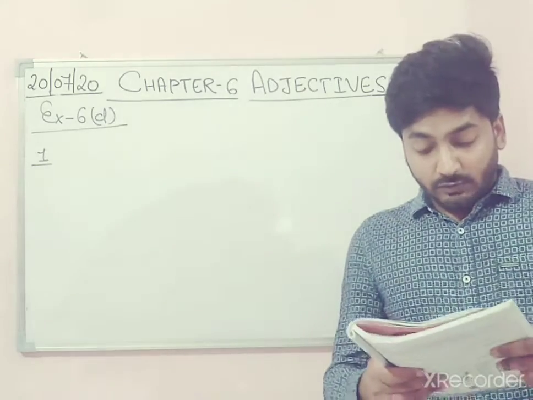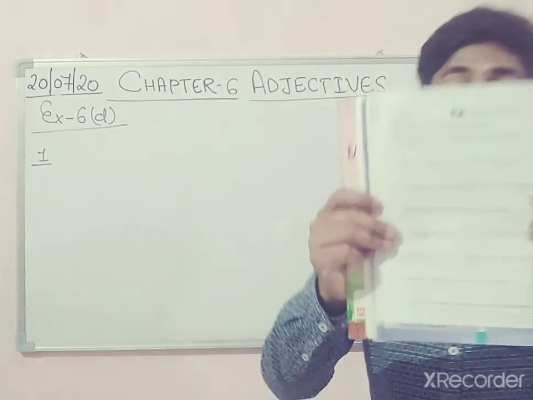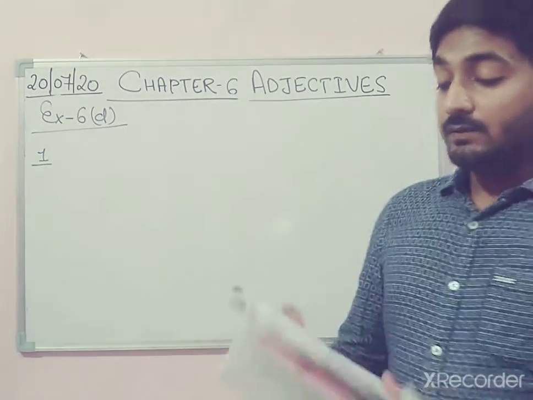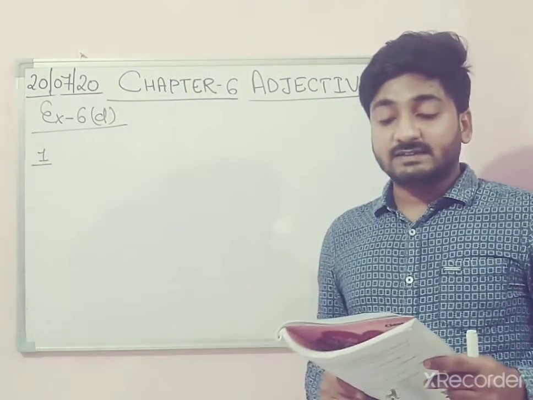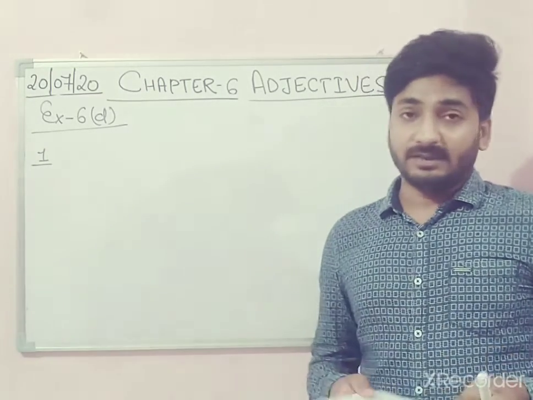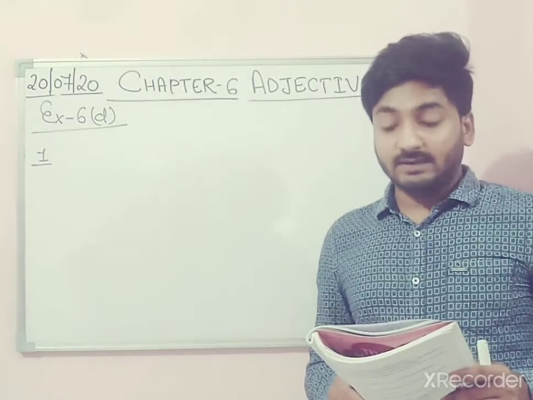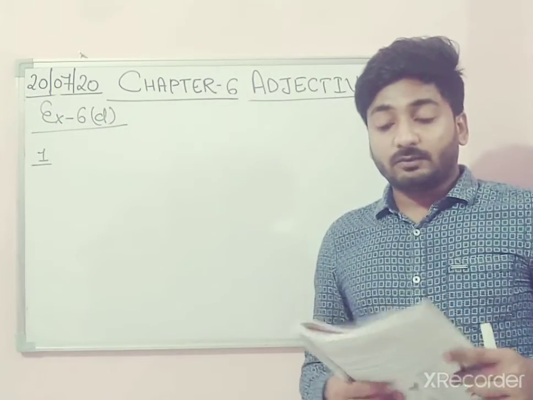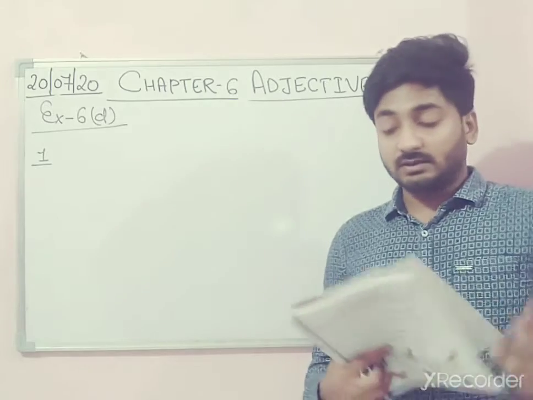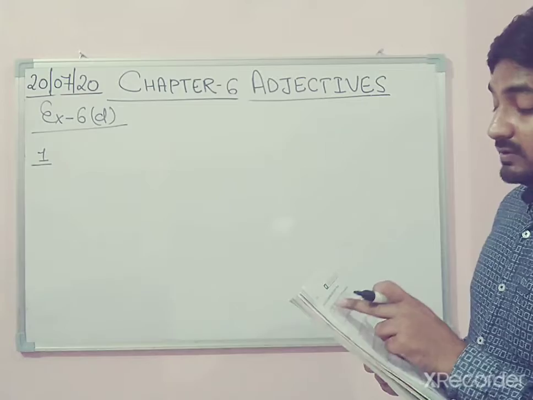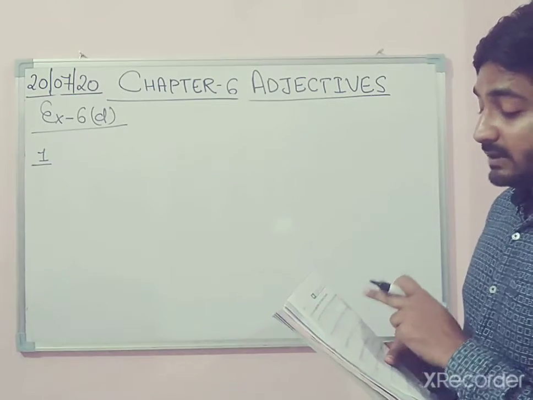Now, please turn your page and come to page number 44, where you have exercise 6D. In this exercise, it is asking: pick out the adjectives and name them. Same as we have done in exercise 6C. What we have to do is pick out the adjectives and write their type or name. Okay.